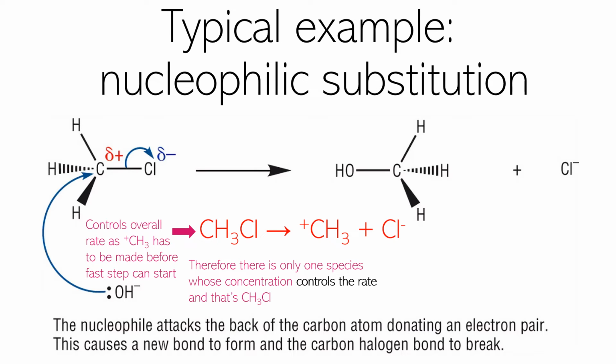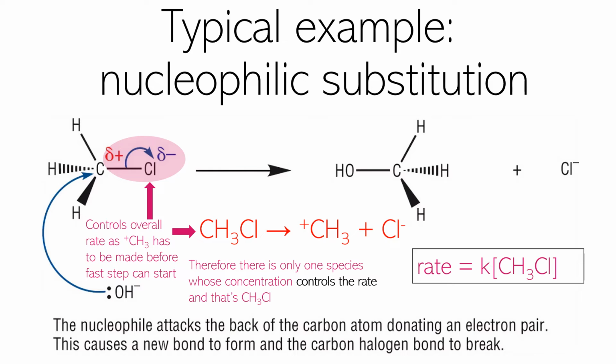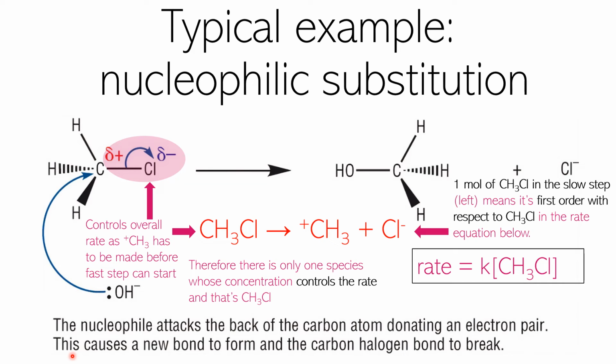So there's only one species whose concentration controls the overall rate of reaction, and that will be CH3Cl. So the rate equation for this particular reaction is rate equals k times the concentration of CH3Cl raised to the power of 1. So you can see there's no number written in there, so mathematically that means this term here is raised to the power of 1. So because there's only 1 mole in the slow step, you can see that here, you can assume that it's first order with respect to CH3Cl in the rate equation below.